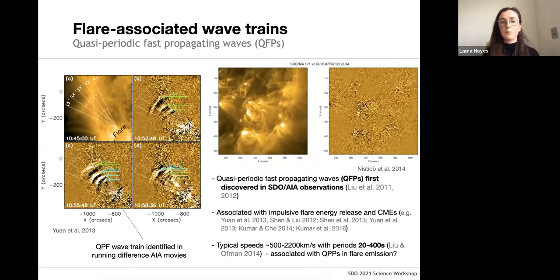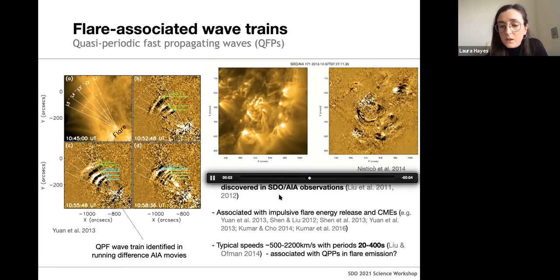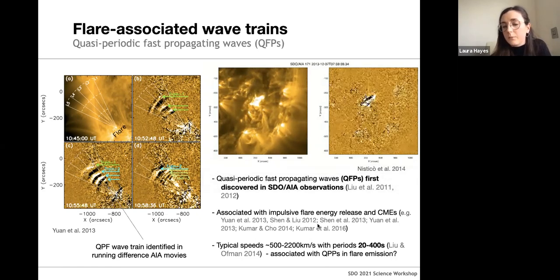Now, going back and looking at these flare-associated quasi-periodic wave trains that were first detected by AIA, we can see, as I showed before, they propagate away from the flaring region. And again, this is another nice movie which shows this. They're associated with impulsive flare energy release, and there are so many papers that have looked at this, and I would really recommend people that are interested to look at these studies.